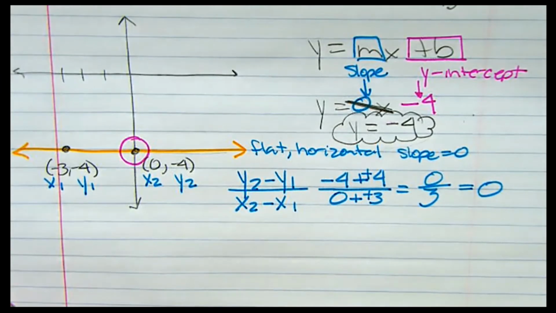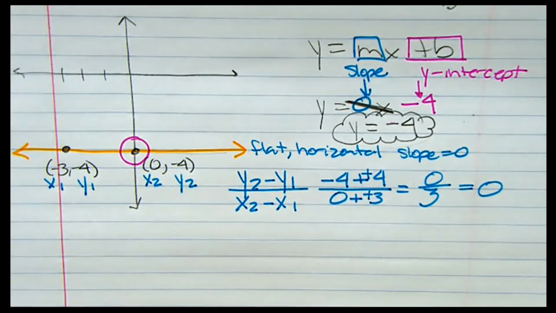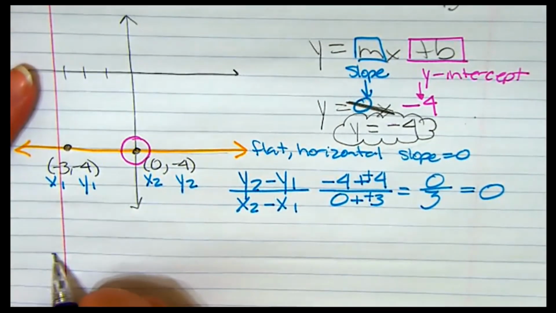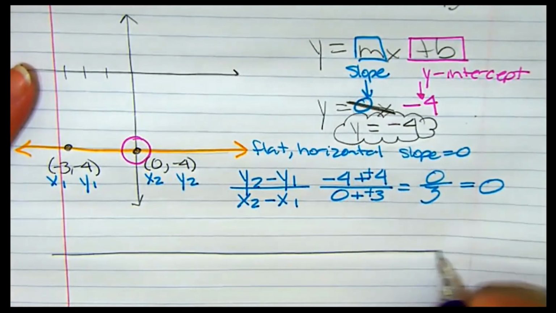Okay, so in the chat, give me your level of understanding. 4, you totally get it. You can teach it to somebody else. 3, I get it. 2, I get it, but I need to practice it. Or a 1, I am totally lost. Okay, things are looking pretty good. Let's do one more example.